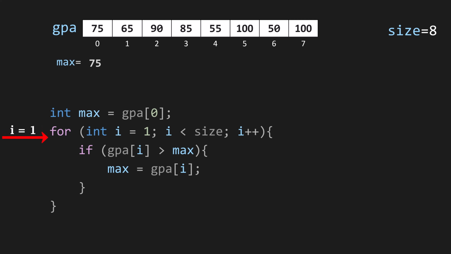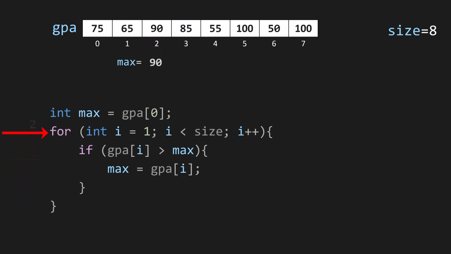In the first iteration, i is 1. We compare max with the second element, 65. Since 65 is not greater than 75, the condition evaluates to false, and max remains 75. In the second iteration, i is 2. We compare max with the third element, 90. This time, 90 is greater than 75, so the condition evaluates to true, and max is updated to 90.